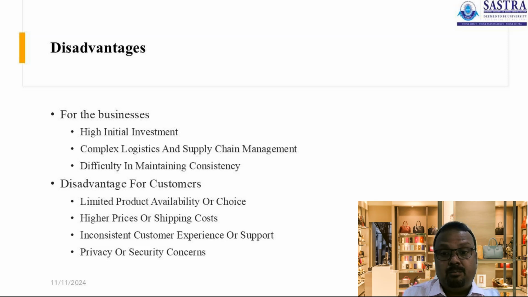Another one is complex logistics and supply chain management, because when you decide to expand your business globally through your online presence, then you have to probably come across the complexities that are involved in the logistics and supply chain management. And finally, difficulty in maintaining consistency. It is not easy for you to maintain consistency, because sometimes, somewhere, there is every possibility that you may go wrong. So, better monitor the process very closely so that you can get rid of this.